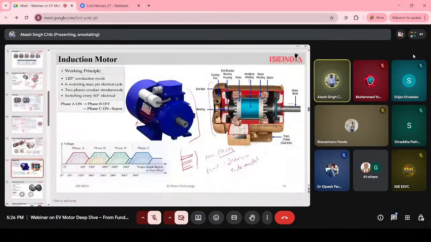How many motors have we discussed till now? Brushed direct current motor, brushless direct current motor, permanent magnet synchronous motor, and this one is the induction motor. Okay. Can anyone tell me the difference till now? I have discussed the motors, the difference between the PMSM, BLDC, and the induction motor. Major difference you have seen in these motors.